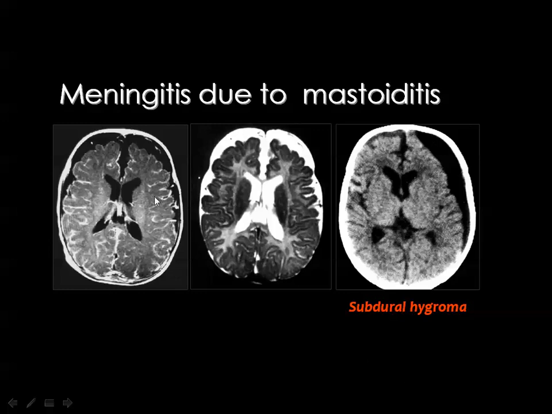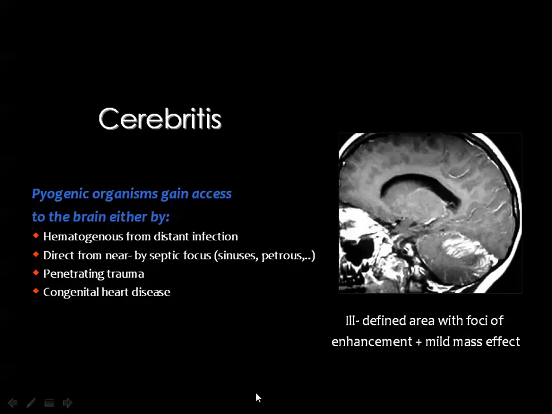You see leptomeningeal enhancement in this T1 weighted contrast enhanced MR image, and this is the T2 weighted image. After regression of the attack of meningitis, the patient may develop a sterile subdural CSF collection known as subdural hygroma. And you know that this is a sterile collection by the absence of enhancement. If you inject the contrast media, the sterile collection or the hygroma will not enhance.